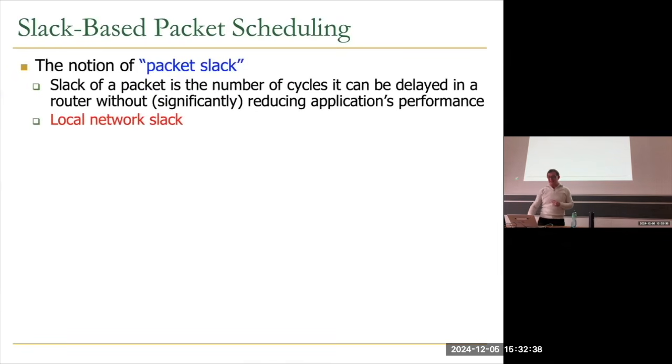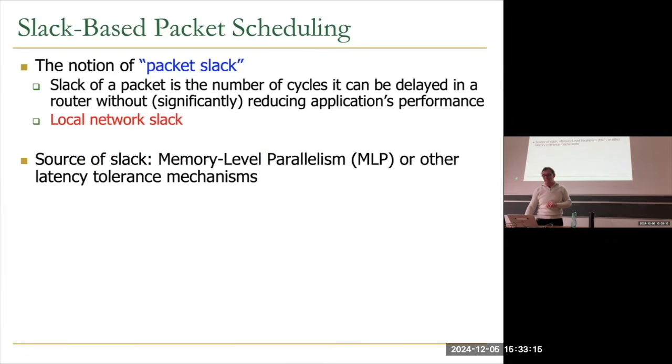Okay, so what is the slack of a packet? In this case, slack of a packet is the number of cycles that it can be delayed in a router without significantly reducing the application's performance. Now, if you knew this information, or if you could calculate or estimate this information, you could design your routing policy to prioritize packets that don't have any slack. We call it local network slack because this is a local metric at that point in time for a particular packet, right? There's also a global slack, which is if you look at the entire application, but we're not going to talk about that in this particular work.